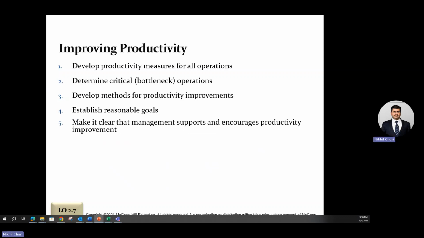Make it clear that management supports and encourages productivity improvement. It's always important to have the support from the top. And that's where continuous communication, using numbers, facts, and figures of the existing process's current state to win that support, is critical. Next one is to measure and publicize the improvement.